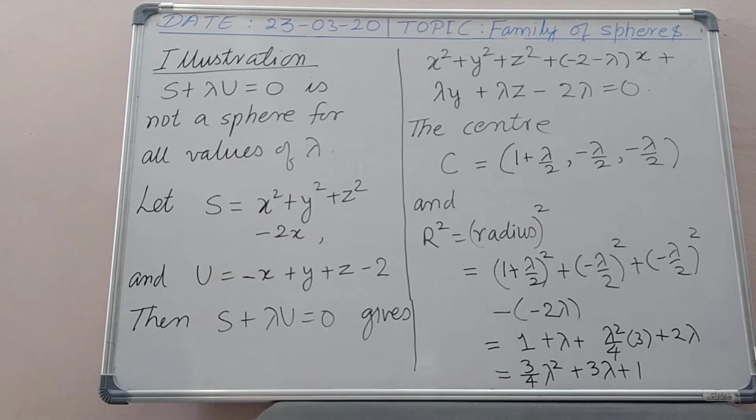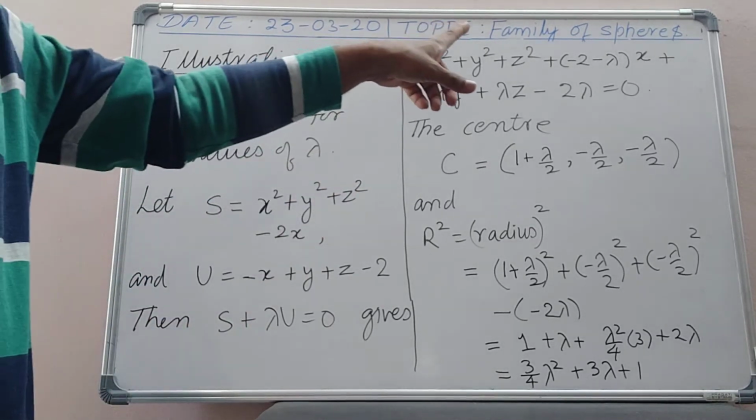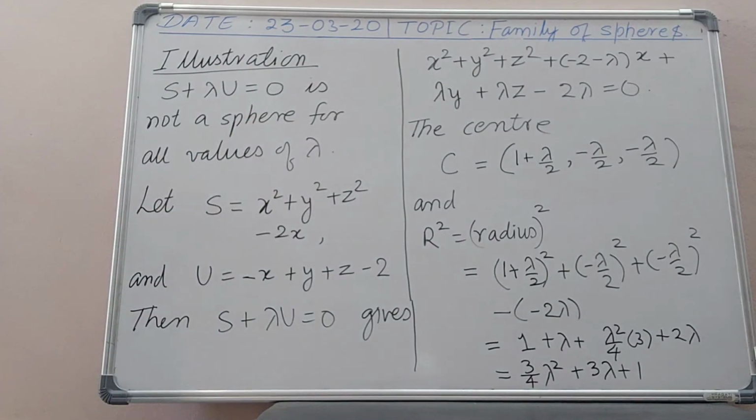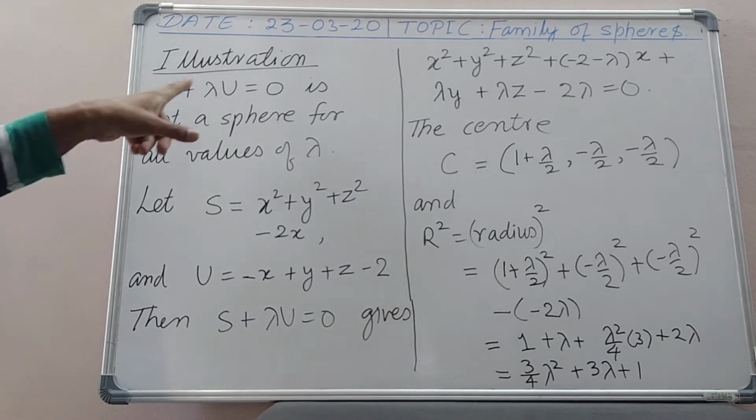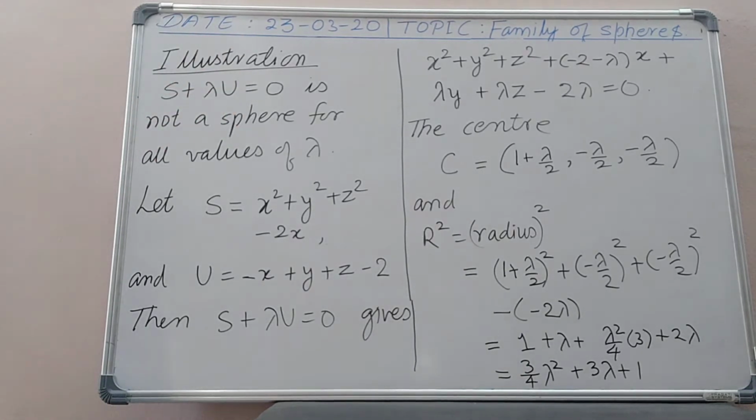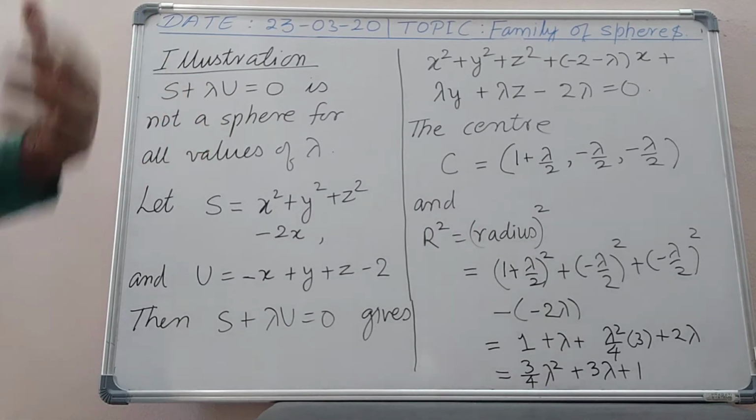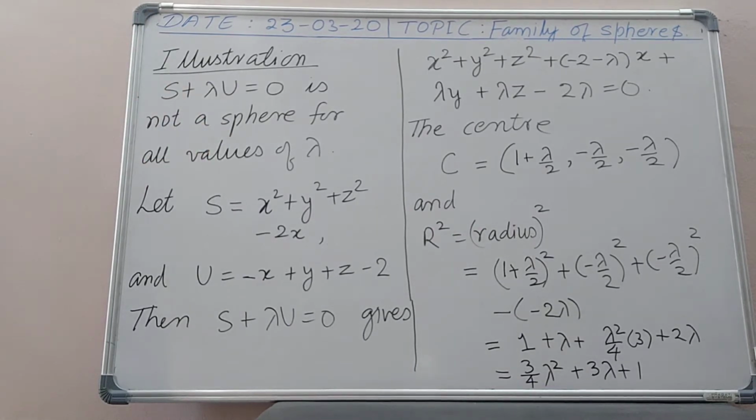In the last video, I had started the topic family of spheres, and in that video I had shown that S plus lambda u equal to 0 is a family of spheres. But then one has to be sometimes careful. S plus lambda u equal to 0 may not always be a sphere, and therefore you have to restrict the value of lambda. So this example is going to illustrate this fact.